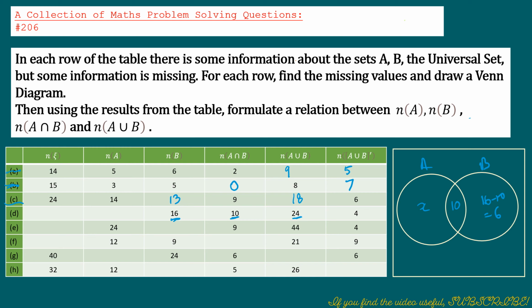So n(A union B) is 24. So X plus 10 plus 6 is 24. X is 24 minus 16, that is 8. So n(A) would be 8 plus 10, 18. And this would be 4. So A union B is 24, and A union B plus (A union B) dashed 4 would be the universal set. So 24 plus 4 gives you 28, and 28 is the universal set. So done D as well.